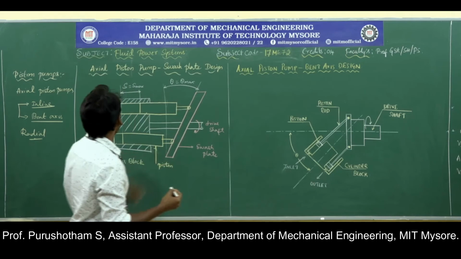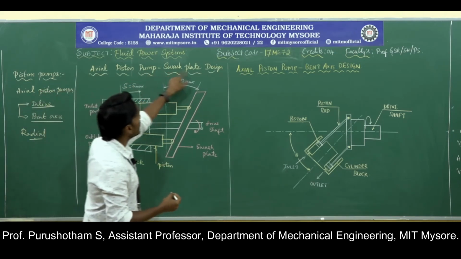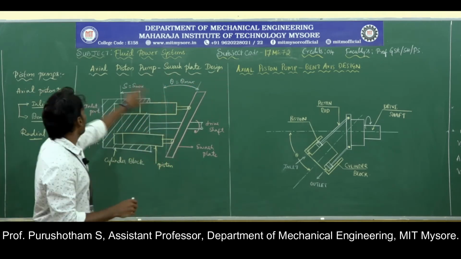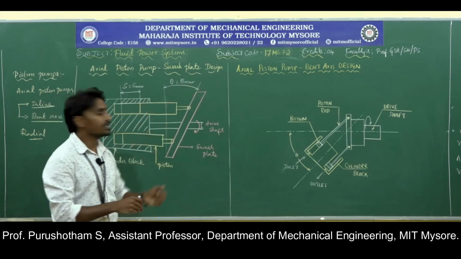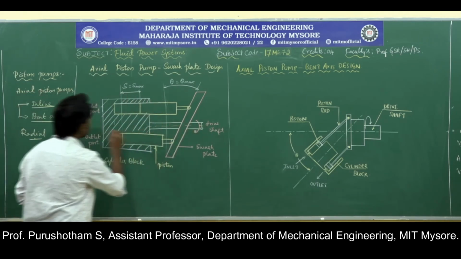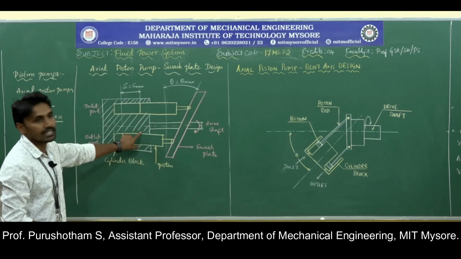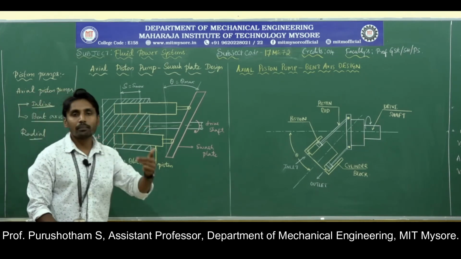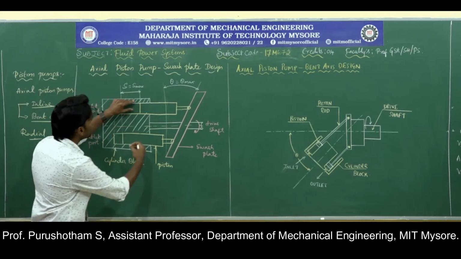Now let us see one by one. The first one is the axial piston pump, swash plate design, which is also called the inline axial piston pump. Here we can see that the axis of the drive shaft and the axis of the cylinder block are in the same line, which is why it is called inline design. The pistons are arranged mutually parallel to each other and around the circumferential periphery of the cylinder block. So this will be the cylinder block.